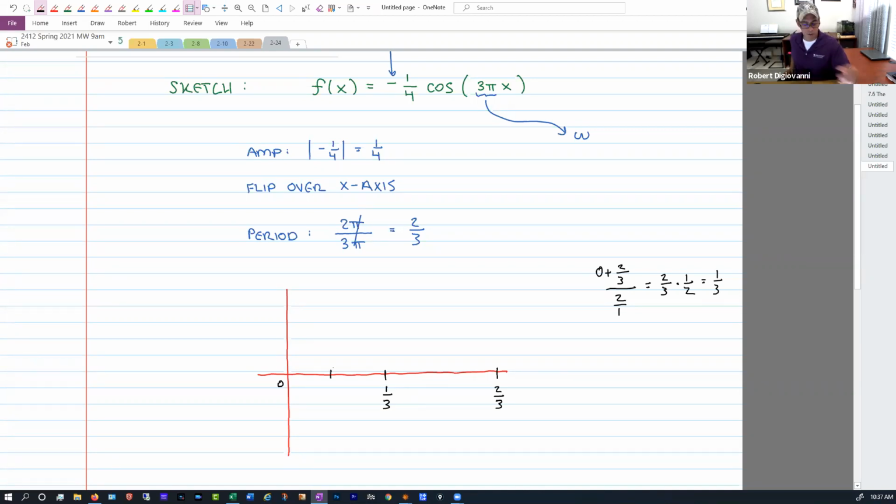Here, we're going to go 0 plus a third. I'll do it on the side here. Over 2, that's a third over 2/1, which is a third times 1/2. So flipping again, you get 1/6. And I think the hardest one is this one right here, because you have to do a third plus 2/3 over 2. So that's 3/3 over 2, but that's just 1/2 because 3/3 is 1. So 1/2.